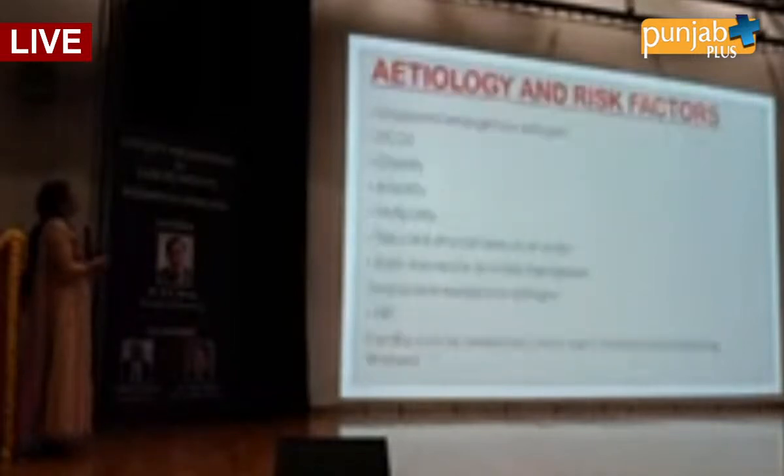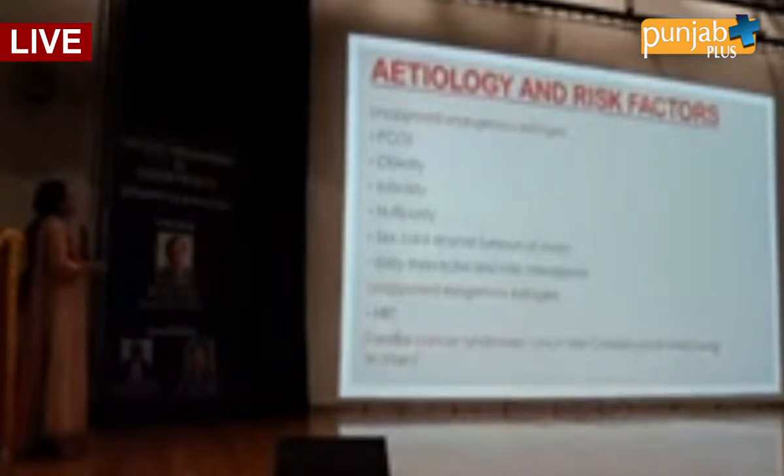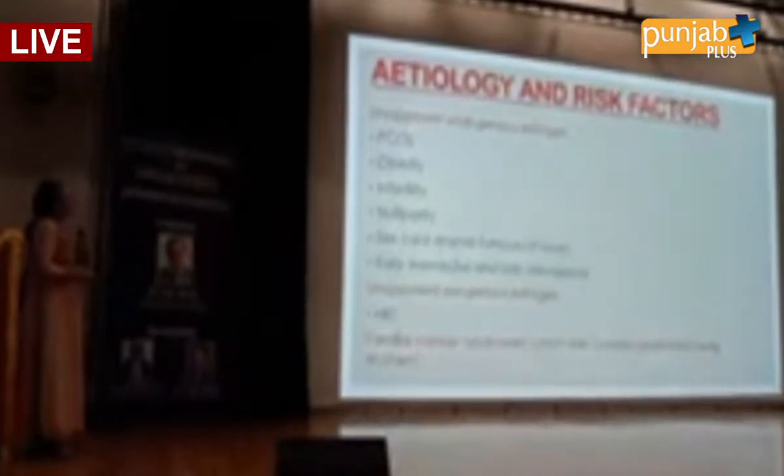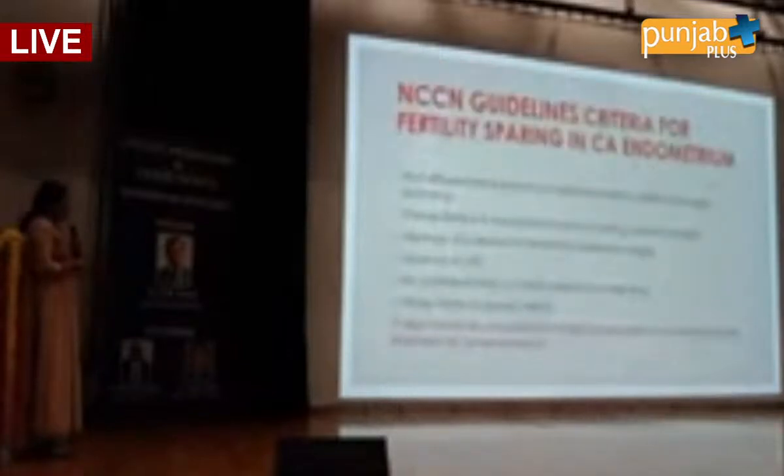And the risk factors, if you know the list of risk factors, very young patients are at risk, who are having PCOS, obesity, infertility, nulliparity. All these are the risk factors. So more and more young women are now reporting with the endometrial cancer. So fertility preserving is becoming the talk of the day in these cases. So these are the NCC guidelines.